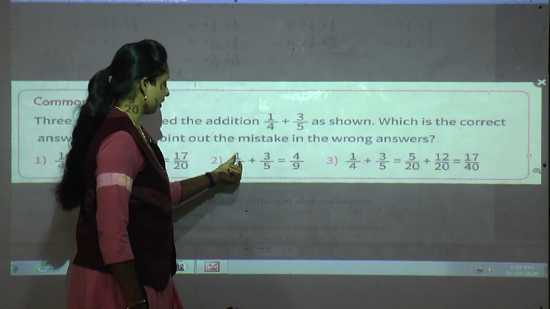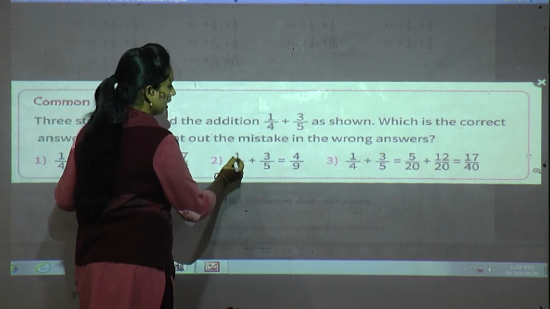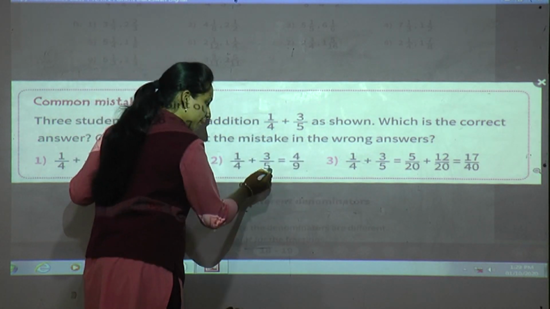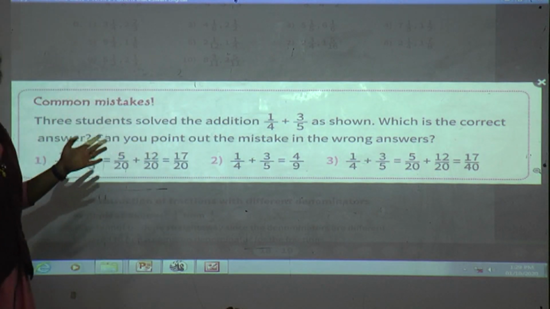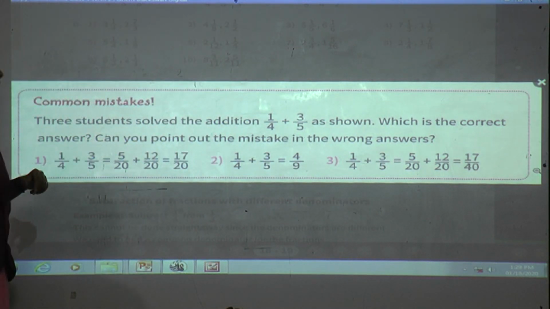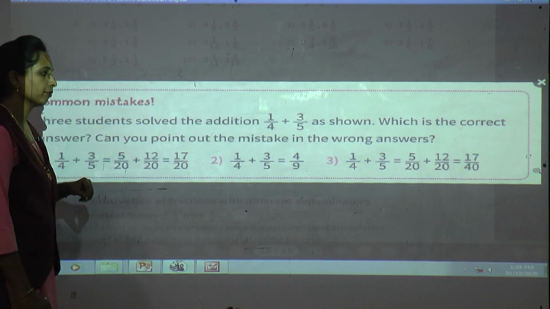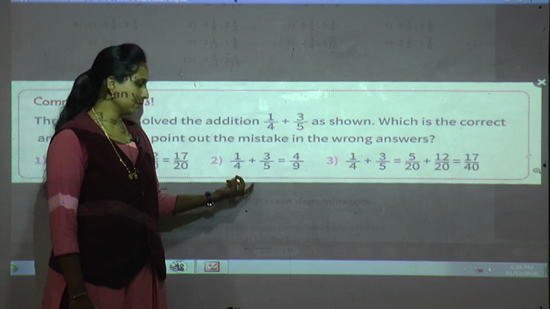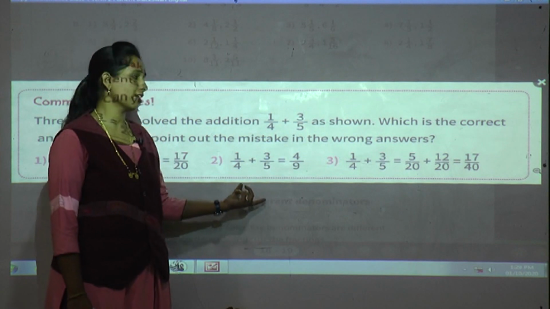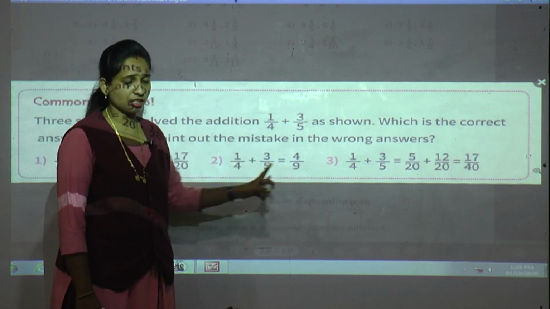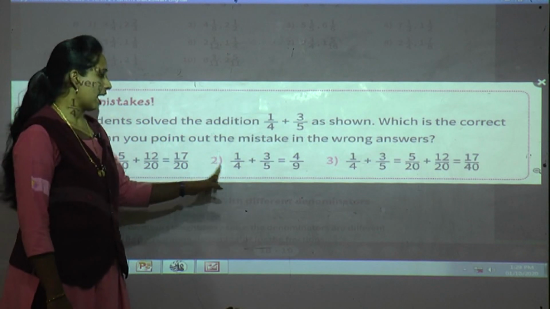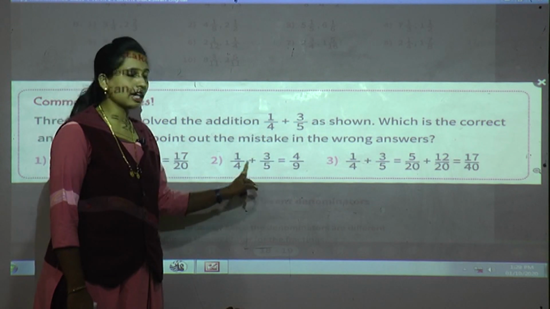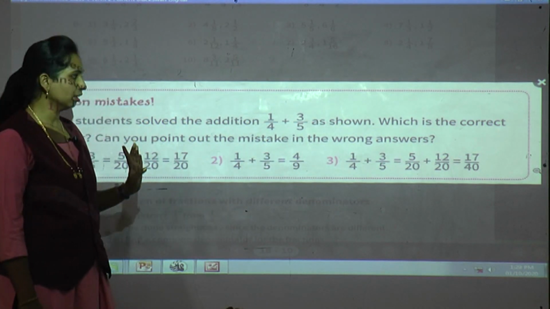Now the second student, 1 by 4 plus 3 by 5. What have you done? Addition directly of numerators and denominators. 1 plus 3 is 4, 4 plus 5 is 9. What is the mistake here? Can you point out, students? Tell me. Why can he not add the denominators directly? No, he cannot, because when the denominators are the same, we have to write them as it is. So we cannot add denominators. Here the mistake is that he has added numerators and denominators.